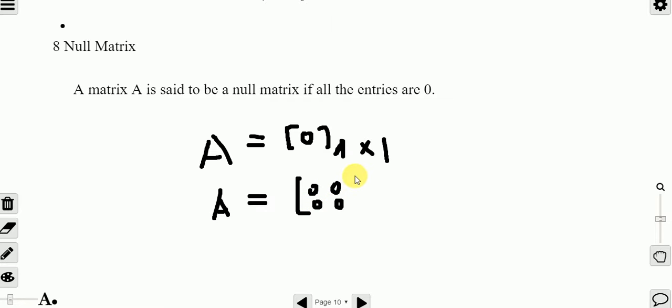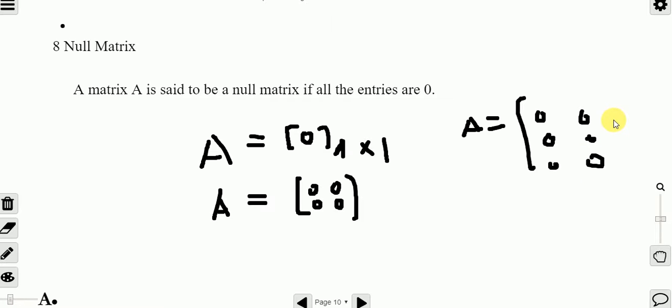Okay, so what is a 3 cross 3 null matrix? A 3 cross 3 null matrix is this: all the elements are 0, 0, 0, 0, 0, and the last column as well is 0. So all the entries are 0. In the same way, 4 cross 4, 5 cross 5, 6 cross 6, and so on are null matrices.